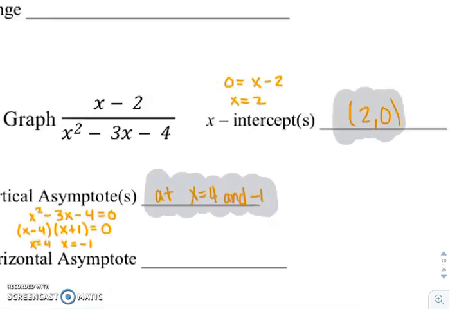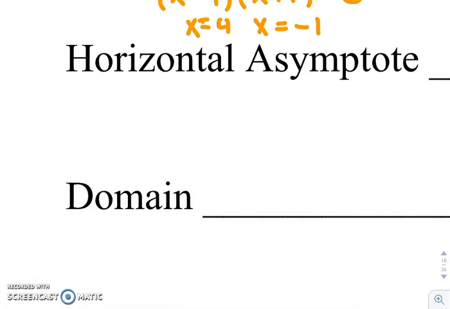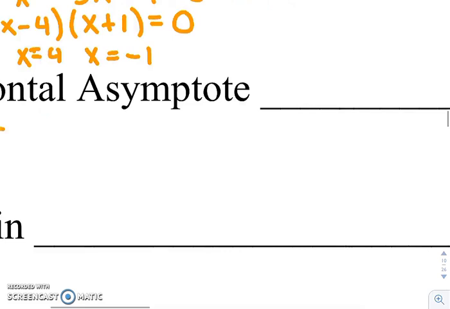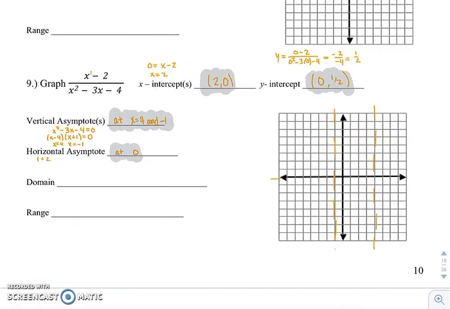Horizontal asymptotes, looking at those degrees in the numerator and denominator. So we've got 1, which is less than 2. When that's the case, it's automatically at 0. Draw that in.